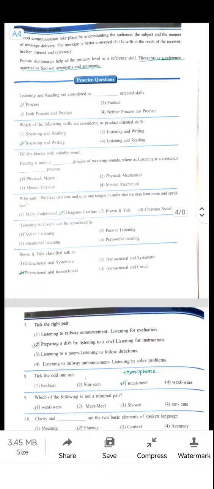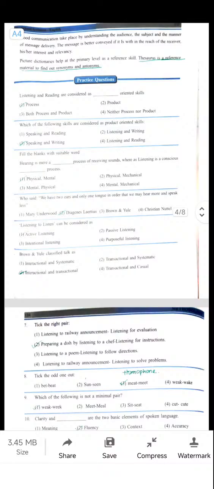Mental process. And the fourth one: who said we have two ears and only one tongue in order that we may hear more than speak less? Diogenes Laertius. You already discussed it when I was explaining the content. In the first page only it will appear. Just check it.